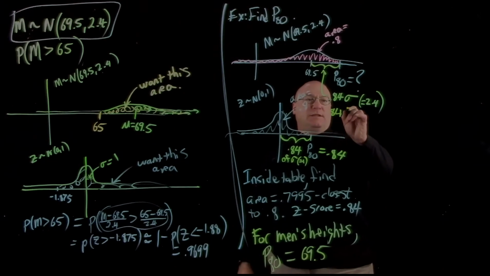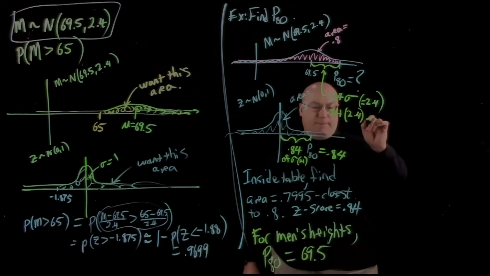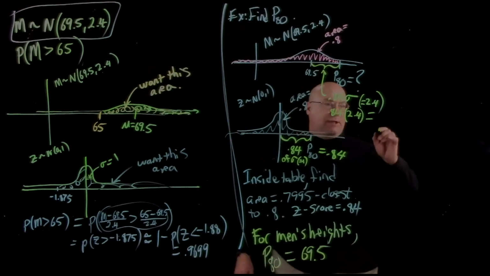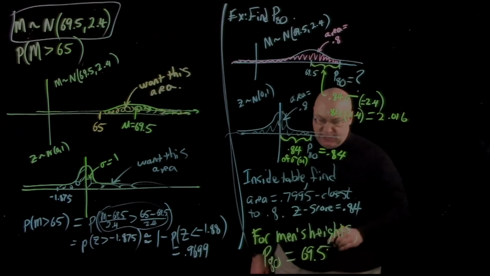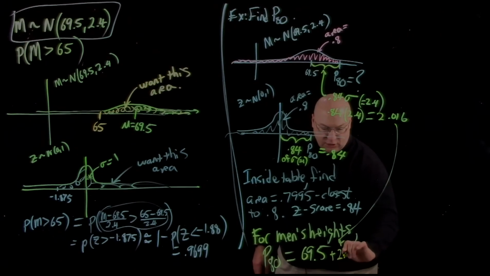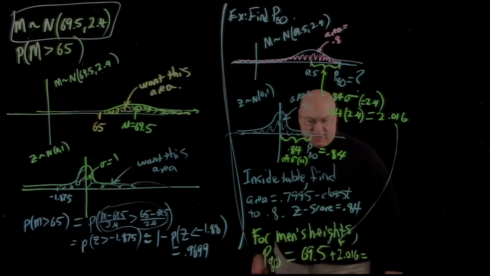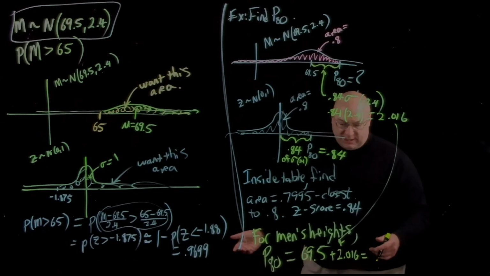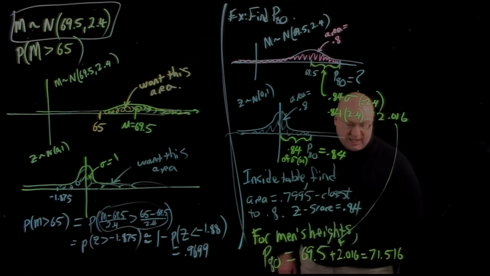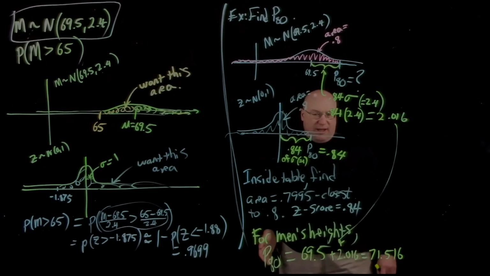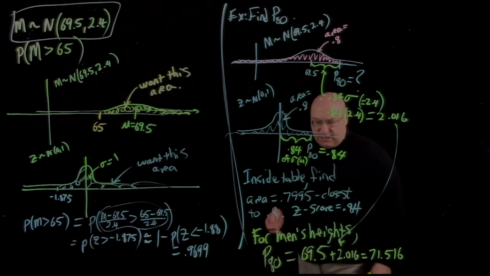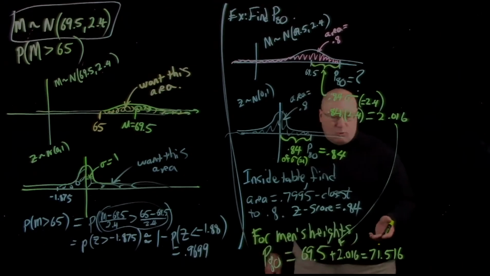So if I compute that, 0.84 times 2.4, what do I get? I get 2.016. So I want to come down here and put that in here and say plus 2.016. If I add that up, I get 71.516. And we might round that to 71.52 to the nearest hundredth, or since the data was given to the nearest tenth, we might round to 71.5.